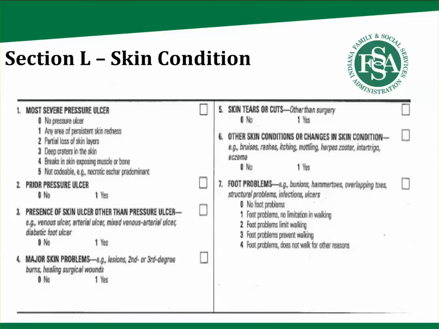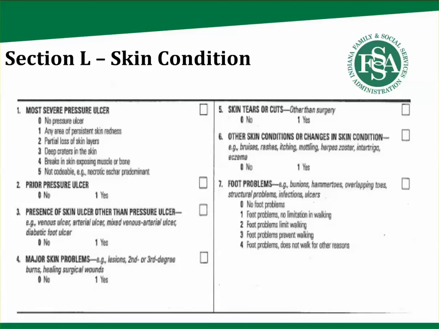Number 2 looks at prior pressure ulcers, so you just want to know if they've had one before, because if they have, then they're at risk of having another ulcer, so that's a very important piece to capture. L3 looks at presence of skin ulcer other than a pressure ulcer, and some examples would be a venous ulcer, arterial ulcer, or a diabetic foot ulcer, and again, consult medical records or care provider for accuracy in capturing this.